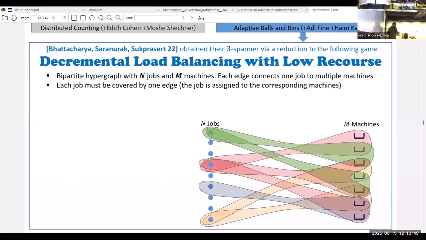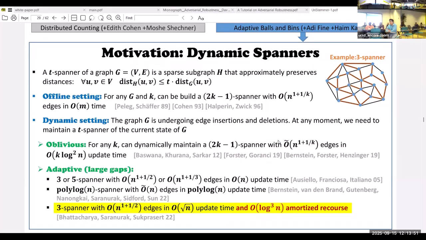What is recourse? Recourse is the number of changes you need to make to the data structure you're maintaining per update. So if the recourse is 3, for every edge insertion or deletion, you are allowed to change 3 edges in the spanner you're maintaining. Do you need more update time? Oh, the update time in any case, I wish it was smaller, but the update time will stay square root of n.